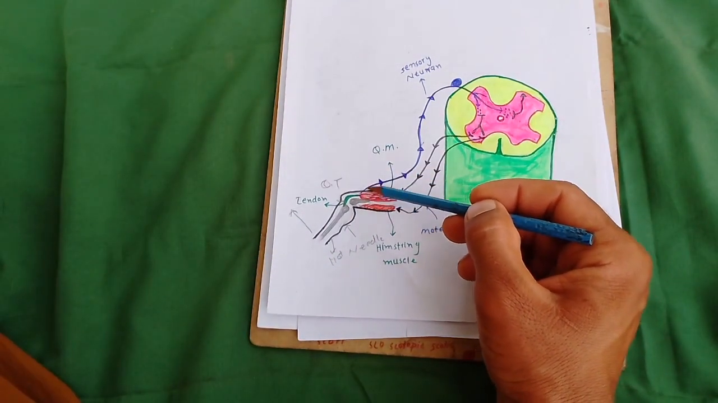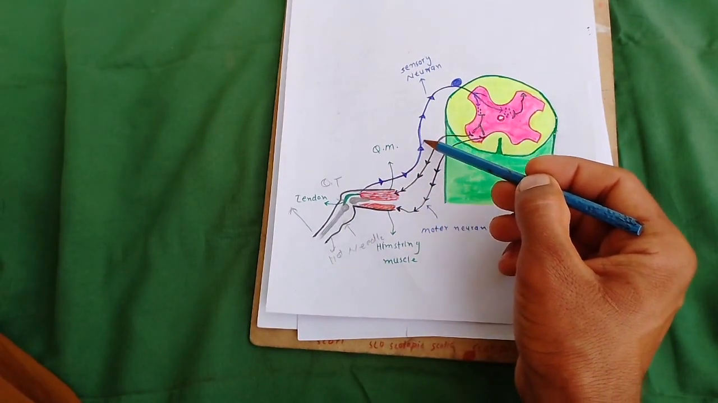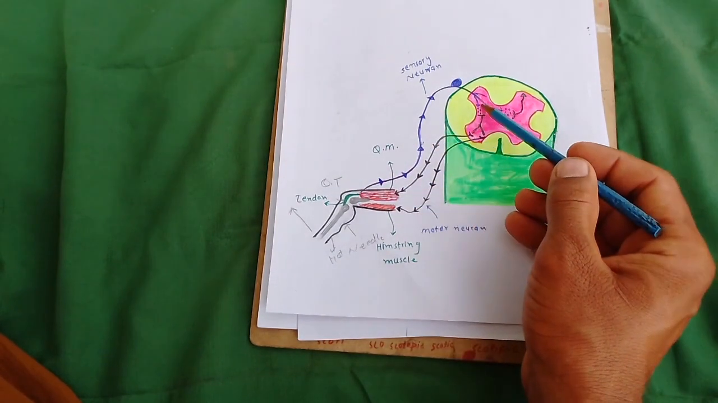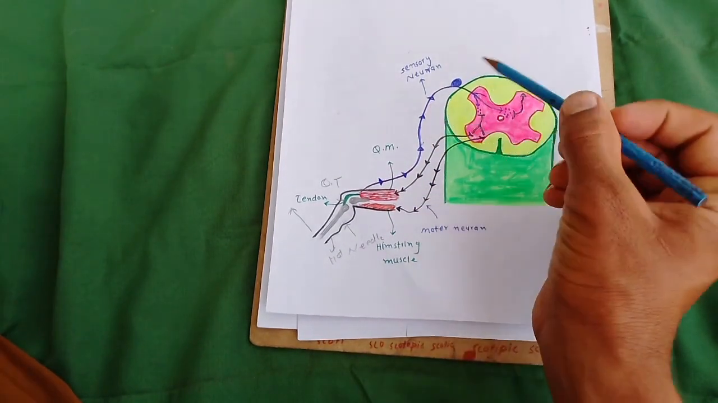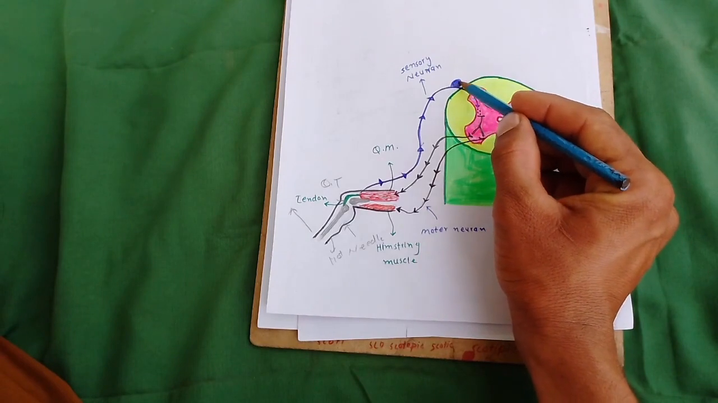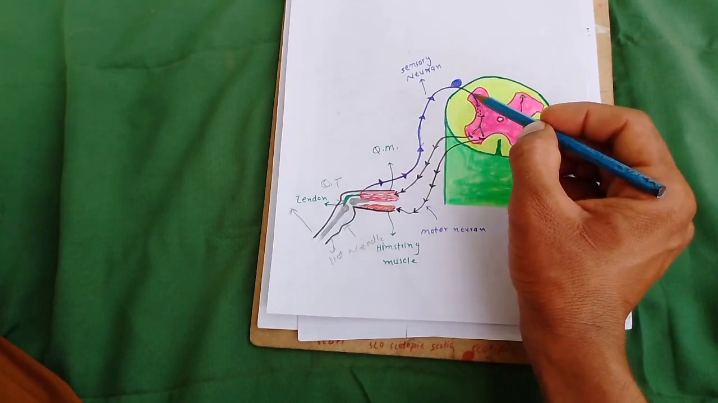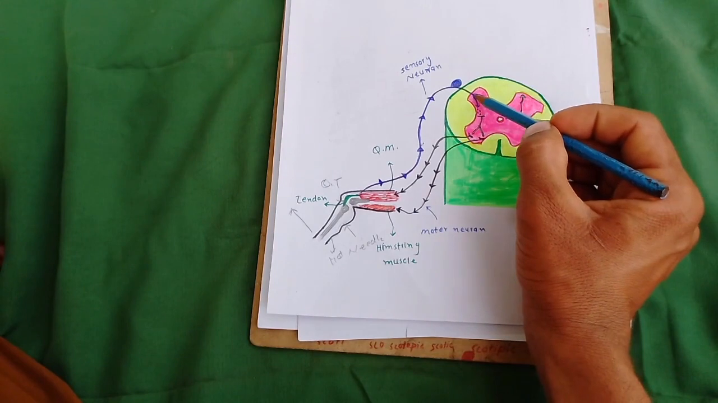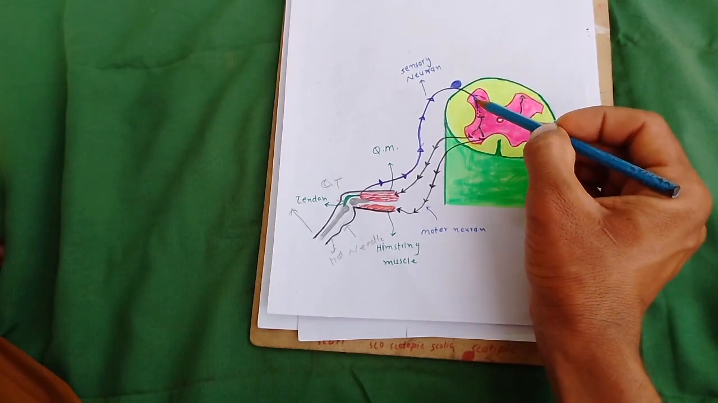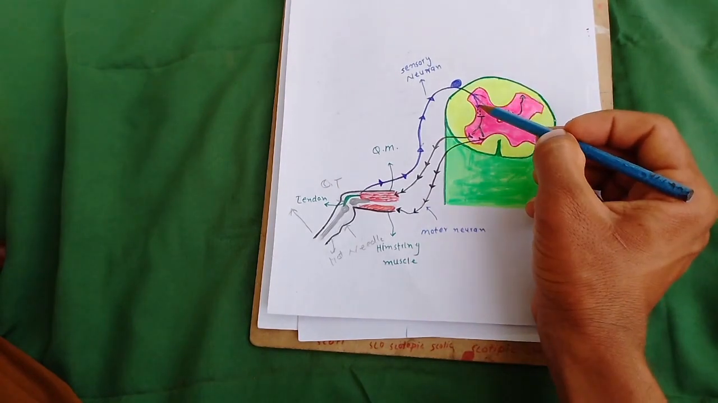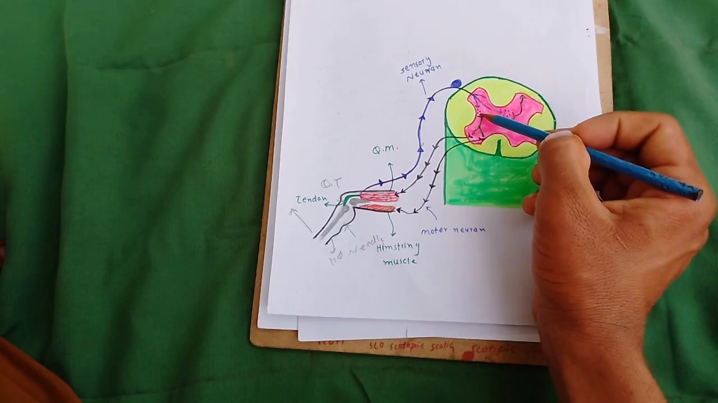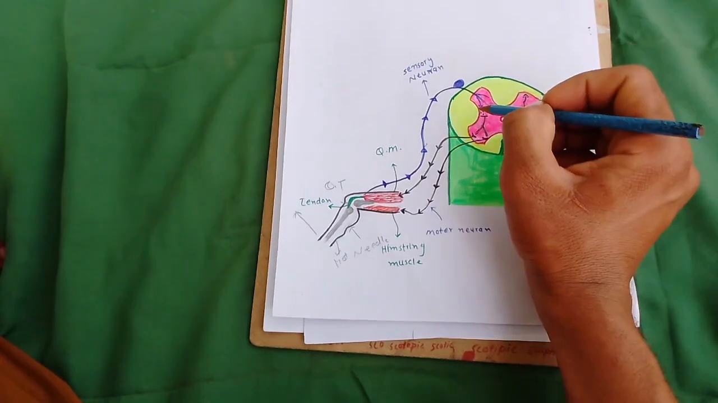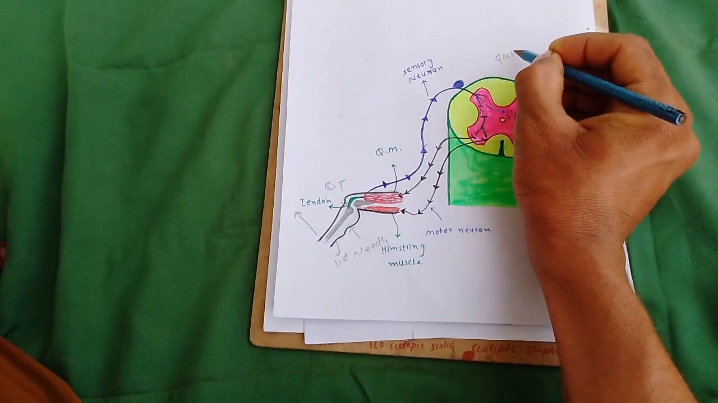When I touch this area, the action potential travels from this tendon to the spinal cord by the sensory neuron. This is the cell body of the sensory neuron. The sensory neuron is divided into some branches. This is one branch, this is another branch, and this is another branch. This branch releases an excitatory neurotransmitter. Suppose this is glutamate.